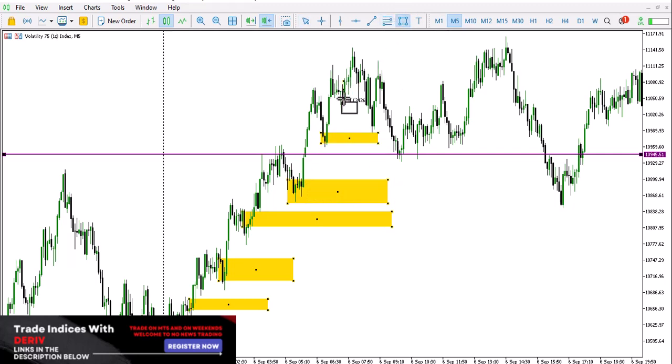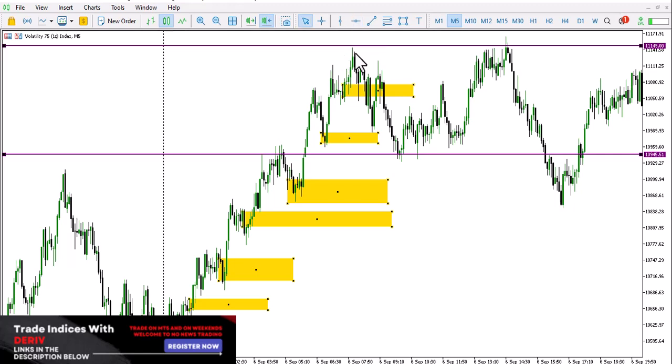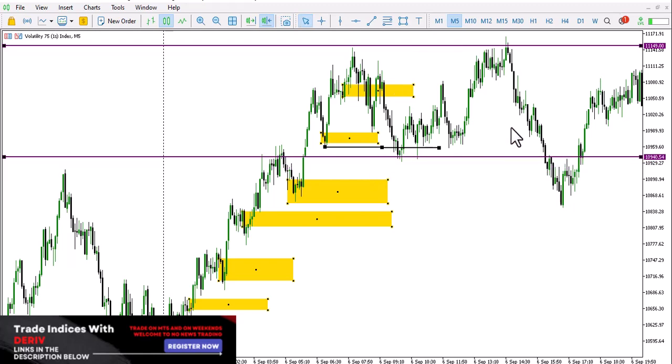In this particular moment, price then breaks the breaker, and this becomes your entry. Your stop loss is going to go above this high, and you're going to go for the next low as your take profit. So you do hit your take profit at this particular point. What you're going to do is identify a breaker and a retest to that particular breaker. This is our entry method.